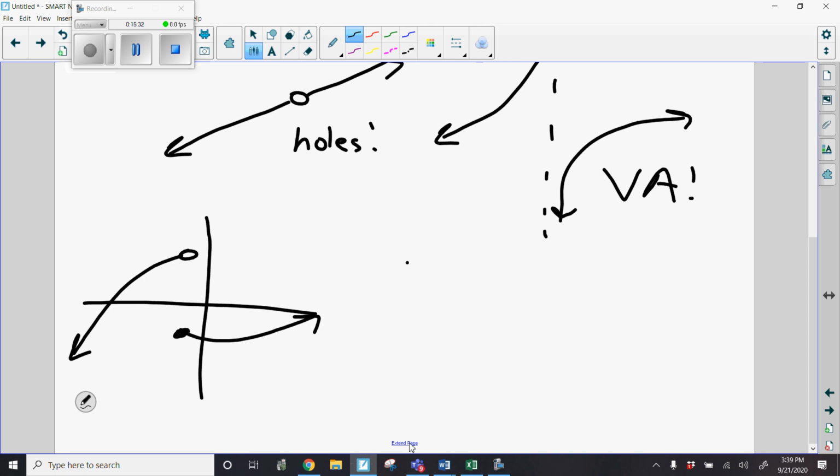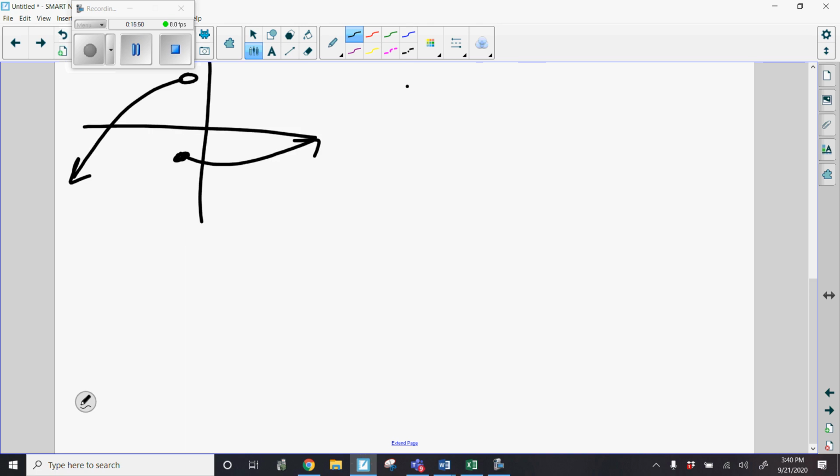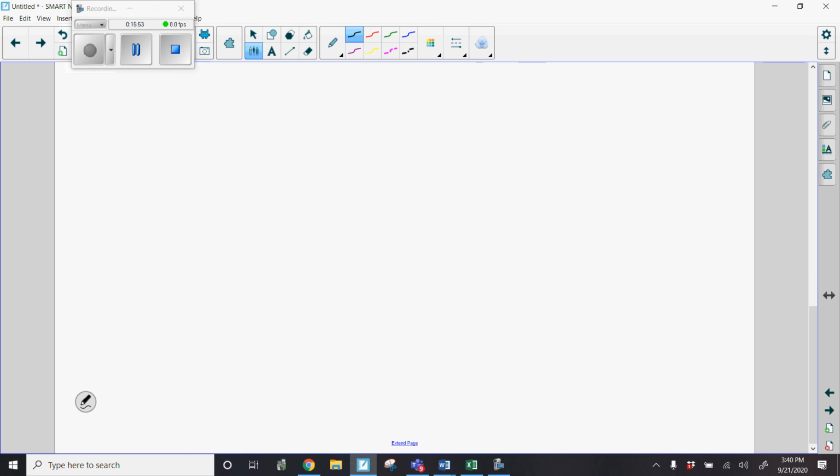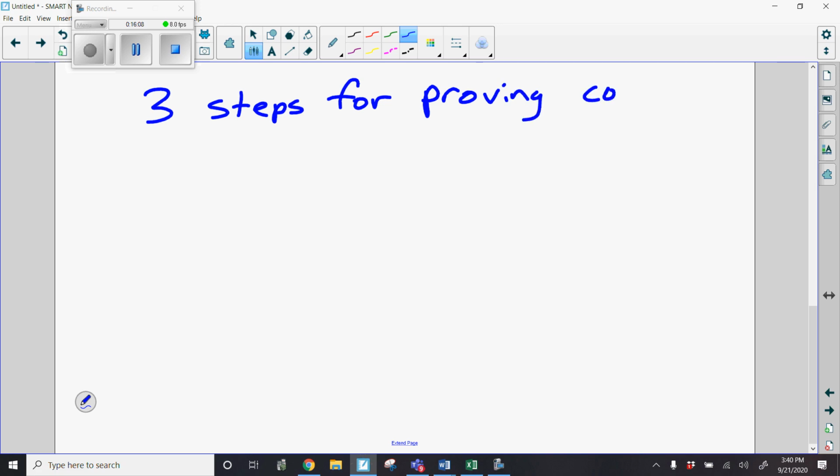Now you might say, how could we prove something is discontinuous? Well, when you look at this picture, you might say, hey, the limit doesn't exist. So for continuity, we must be able to find a limit. And that is step one. So again, this part needs to be underlined, bolded, highlighted, whatever you need to do. Here are 3 steps for proving continuity at a point.